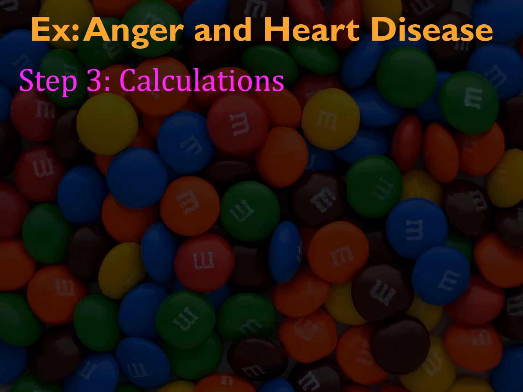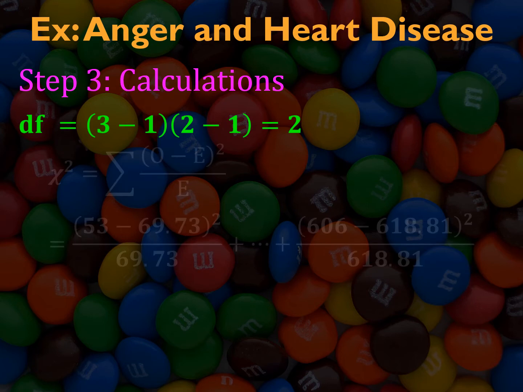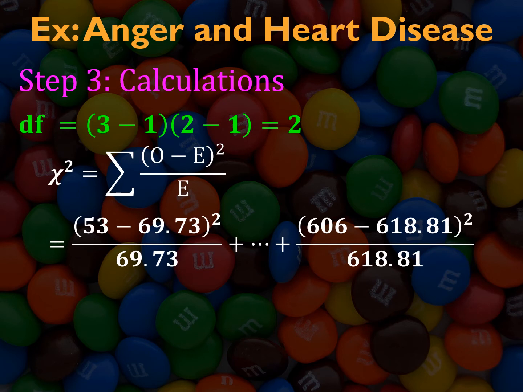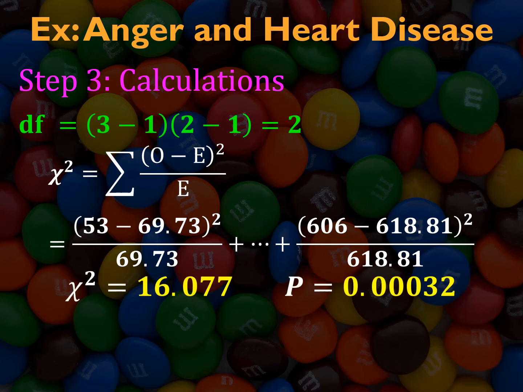All right, so doing the calculations, our DF is the row total minus 1 times the column total minus 1. So 2 rows, 3 columns, DF is equal to 1 times 2, or 2. To find the chi-square, you're going to take each observed value, subtract the expected, square it, divide by the expected, add them all up. And you get a chi-square of 16.077 with a p-value of 0.00032. Now you would do this on your calculator the exact same way you did it with the chi-square test for homogeneity. You'd use matrices, put the observed count into matrix A, run the test, and it'll output the expected counts into matrix B.